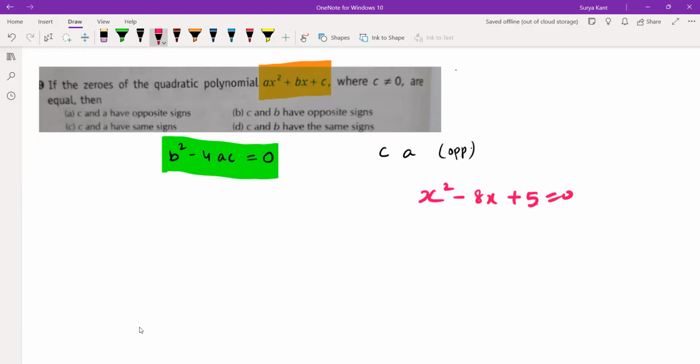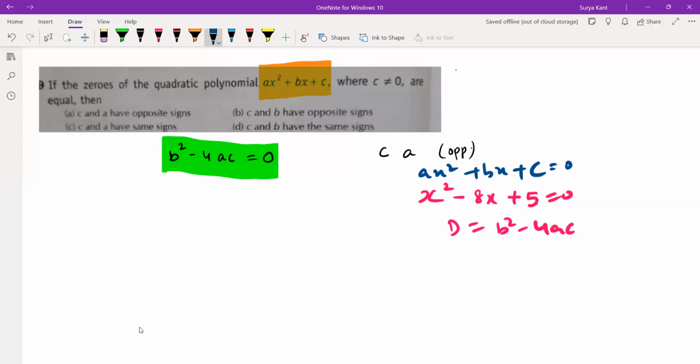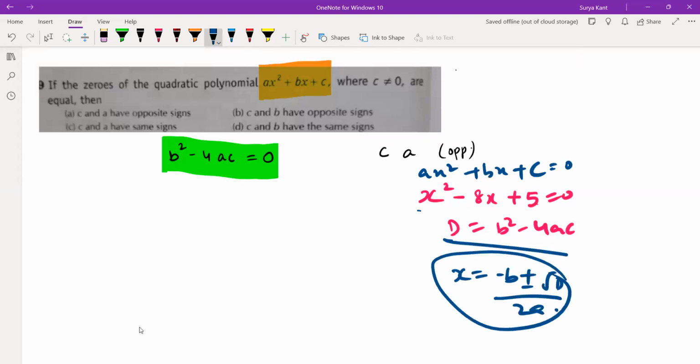First we find D. D is equal to the formula b square minus 4ac. You have read this much or not? Here we are comparing this with ax square plus bx plus c. So a is equal to 1, b is equal to minus 8, c is equal to plus 5. No, sir, I wasn't there when this was discussed. Okay. So first we find D, then x is minus b plus minus root D divided by 2a. We have to use this formula if we can't split the middle term.